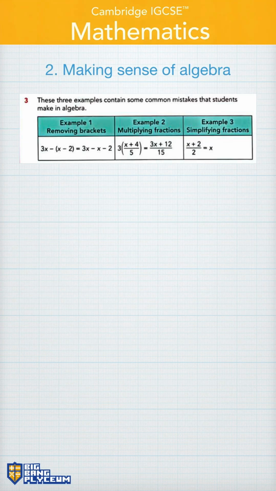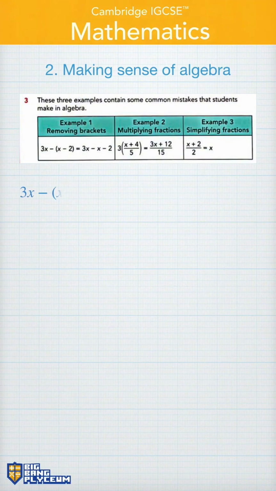Today, our topic is making sense of algebra. And here is practice number 3. It says, these 3 examples contain some common mistakes that students make in algebra. Let's take a look at the 3 examples, okay? And let's try to find what the mistakes are.